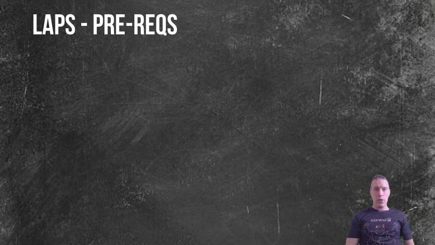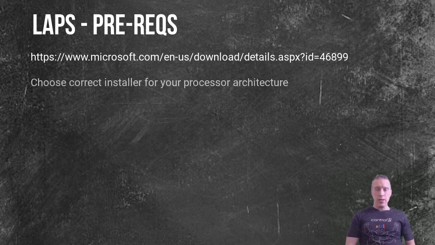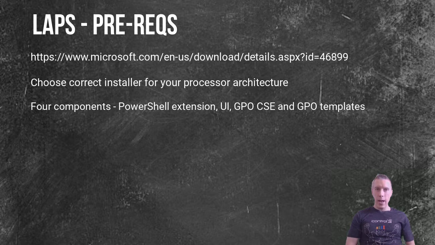Okay, without further ado, I'm going to show you how to deploy LAPS into your environment. Now, the LAPS installer can be downloaded from the link that I'm showing you right here, which is also linked in the description. And it's a single installer, whether for x64 or x86. But when you install it, it has four components to it. There's the LAPS PowerShell extension, the LAPS user interface, the LAPS group policy client-side extension, and the LAPS GPO editor templates.